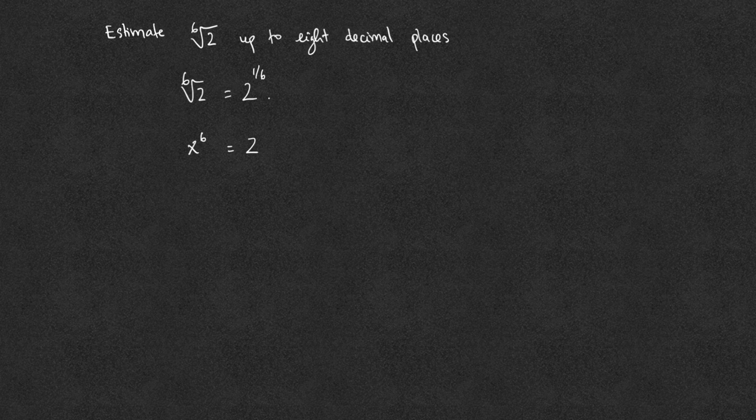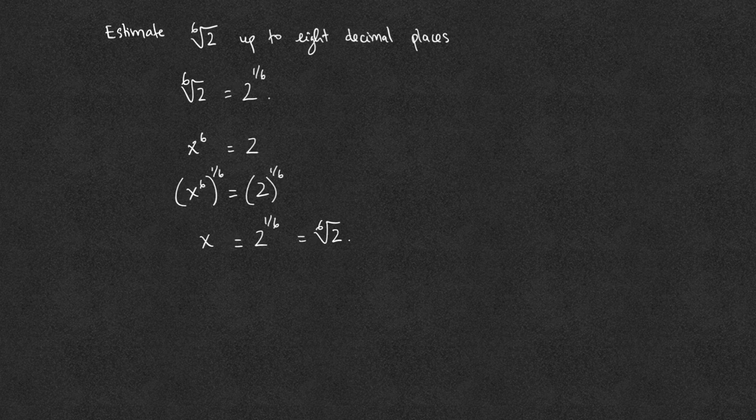If we solve this equation, we would raise both sides of the equation to the power 1 over 6, which is the reciprocal of the power 6. Whatever we do on the left-hand side, we do on the right-hand side. 6 raised to the 1 over 6 cancels out. The left-hand side is now x, and the right-hand side is 2 to the power 1 over 6, which is the sixth root of 2.